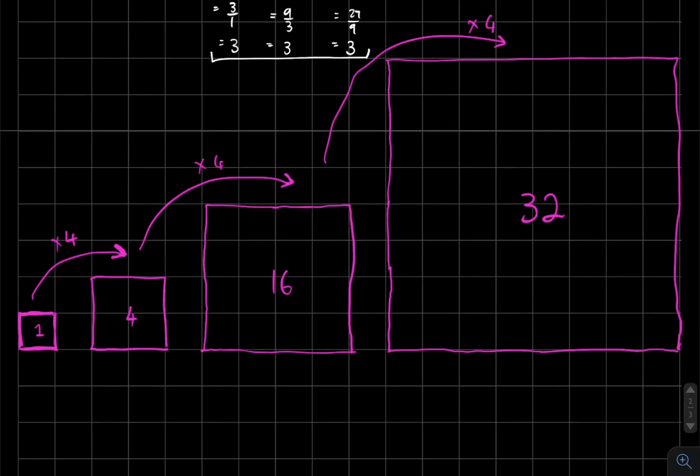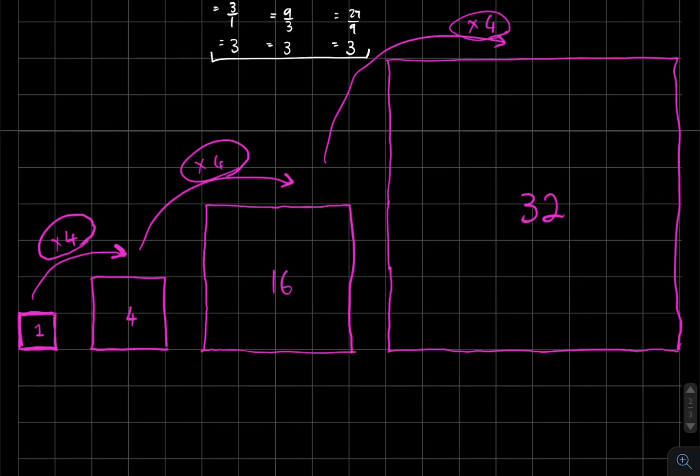Okay, so what we see is that there's a common number that's multiplying the areas of these squares. And what you'll see is that these squares are not changing their shape. They're remaining as squares. They're just getting bigger.